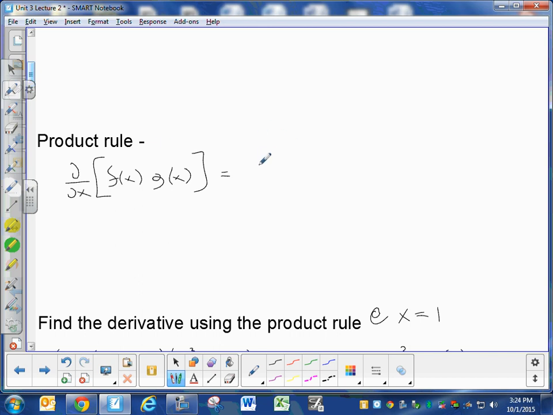The product rule is the derivative of f times g is equal to the derivative of f, or the derivative of the first, times the second, plus the derivative of the second times the first. Okay. Since it's multiplication, since it's addition, you can flip-flop things a lot of places, but I like it like that. Okay? All right.